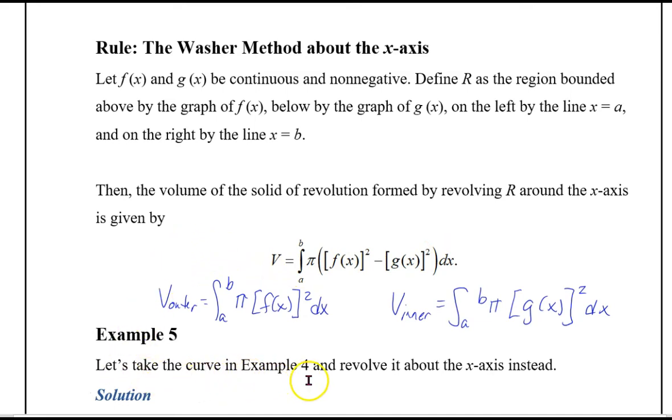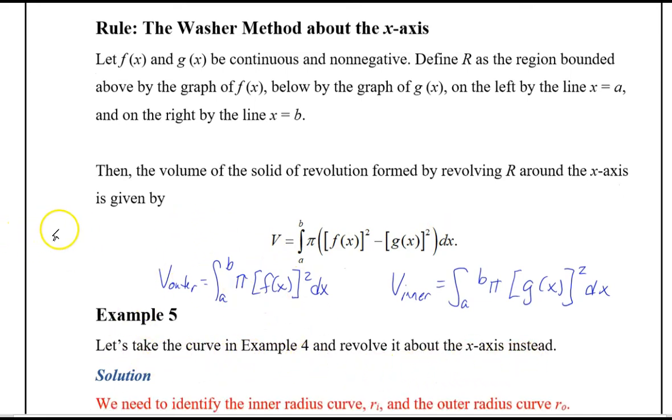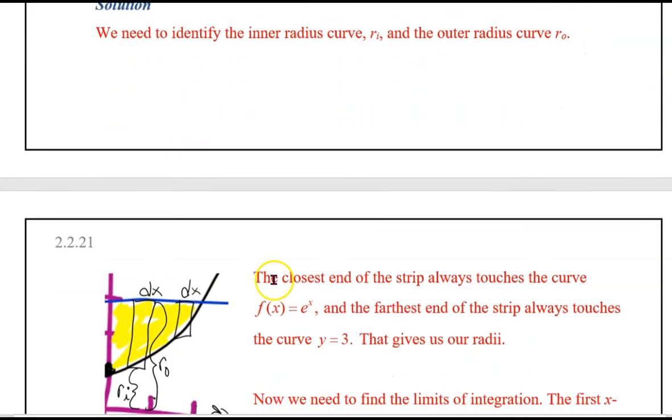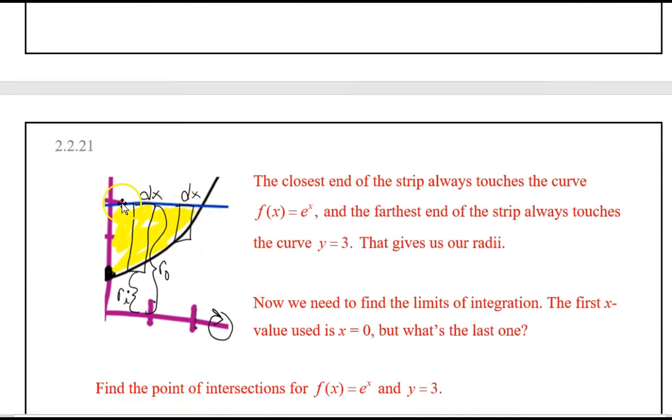Let's take the curve from example 4 and revolve it about the x-axis instead. We need to identify what the inner radius r sub I is and what the outer radius r sub O is. And yes, that's an O for outer radius and not a 0. Let's take a look at our picture again. We have the line y equal 3 up here at the top. We have the curve as well of e to the x for the bottom. I'm not sure why my picture is not wanting to draw. There we go. On the bottom, we have y equal, I believe, e to the x.